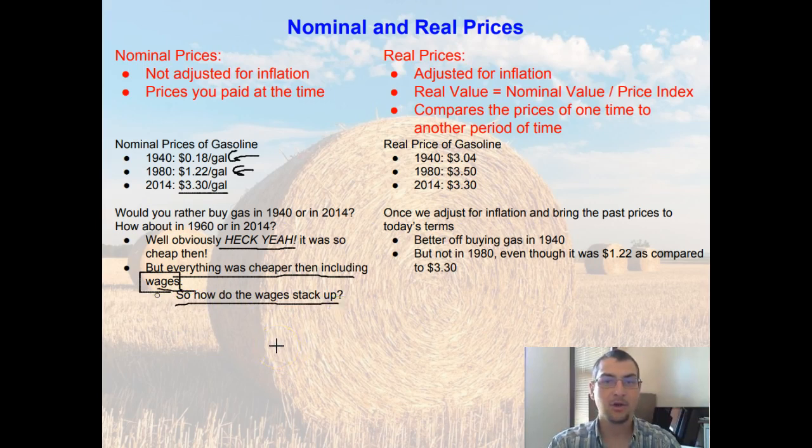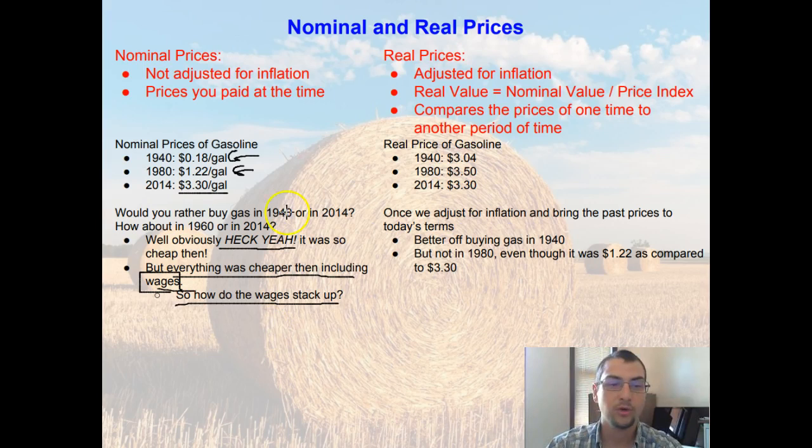If we were to take our wages from today, in the current present time, and adjust them to what they would have been in, say, the 1940s, well, are we better off buying that gas or are we worse off? Same thing with the 1980s. Well, how would we go about calculating this? How would we go about finding whether or not we would have truly been better off?